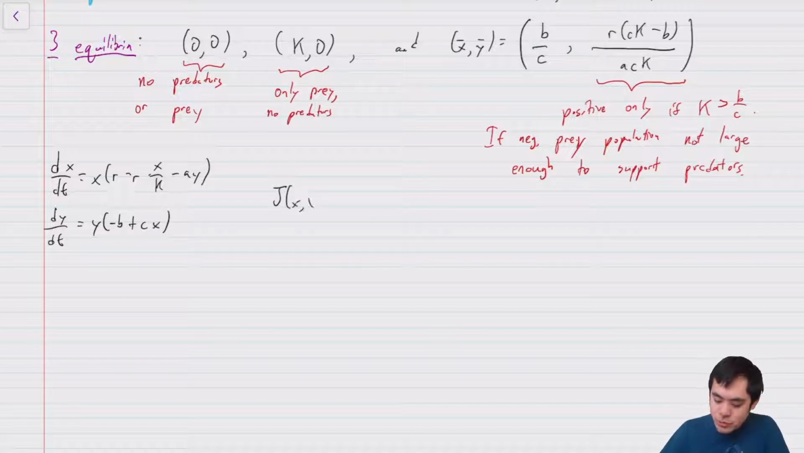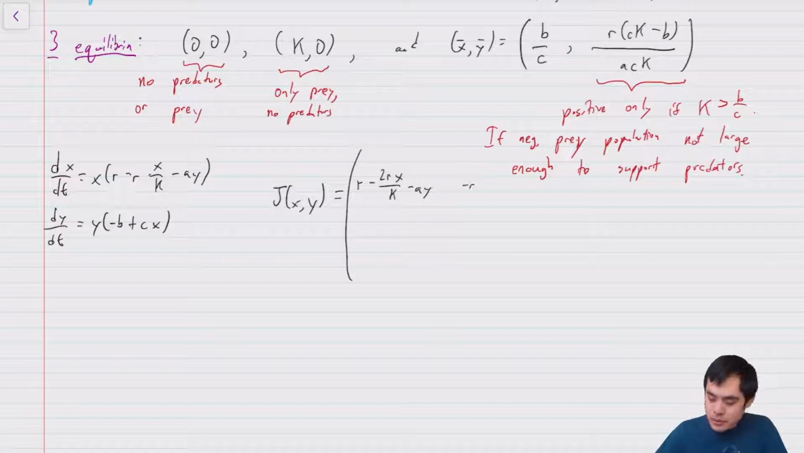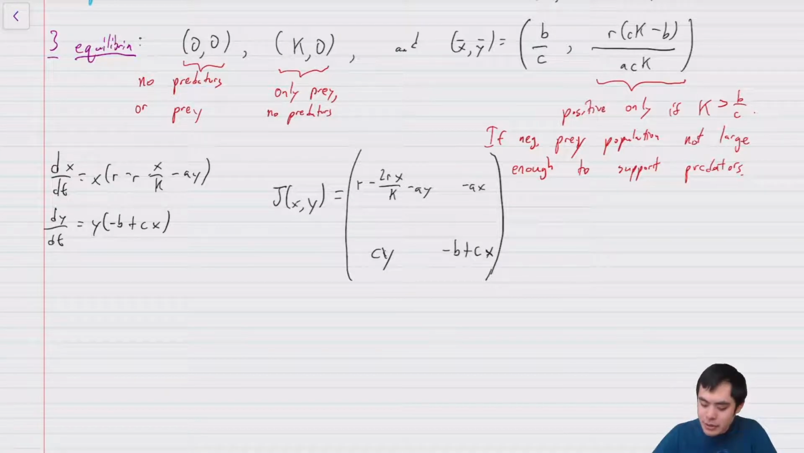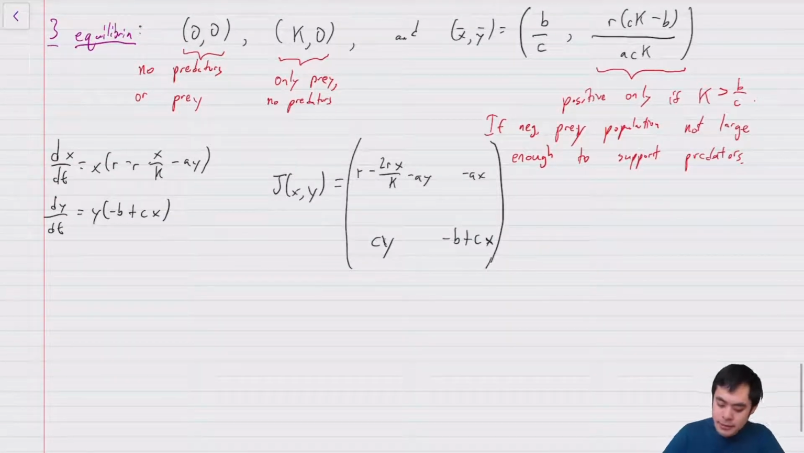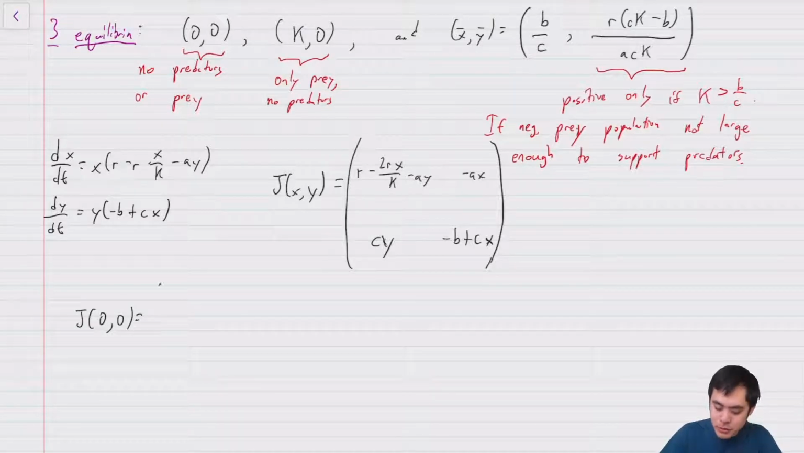Well, we can compute the Jacobian matrix. The Jacobian of x, y is going to be equal to r minus 2rx over k minus ay, minus ax, cy, and minus b plus cx. That's just taking the partial derivatives of each of our functions with respect to x and y. And so therefore we have J of 0, 0 is going to be equal to r, 0, 0, minus b.